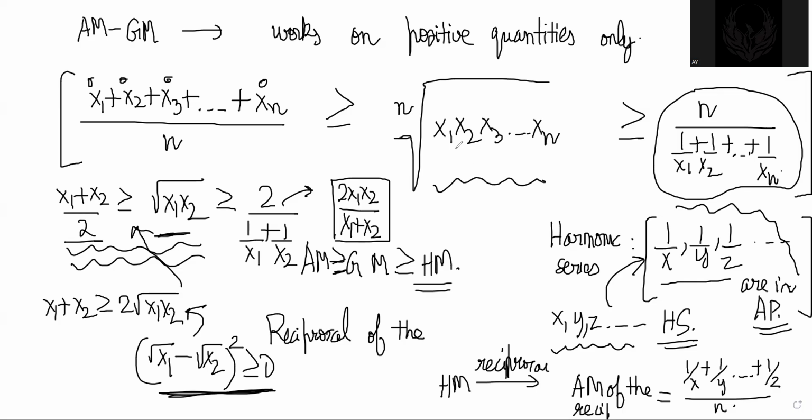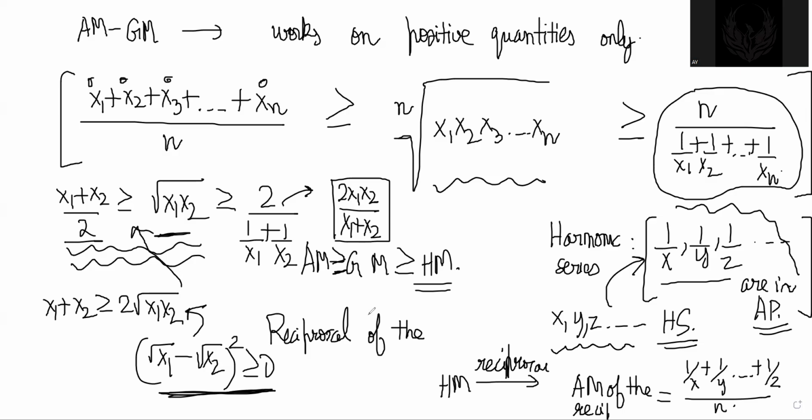x1 power n whole to the power 1 by n. It's x1. And here this term would be n by x1. So it is going to be x1 again, right? So all three means are becoming the same thing if all the terms are equal. Do you understand?